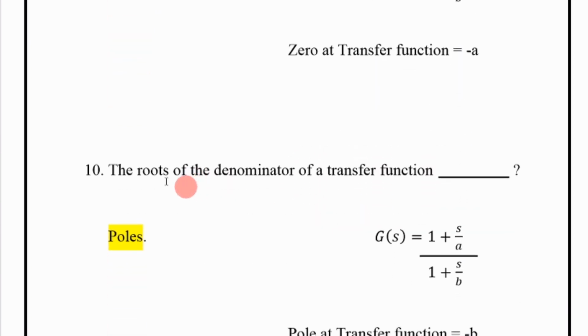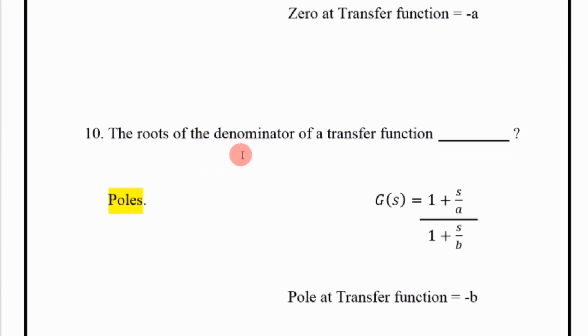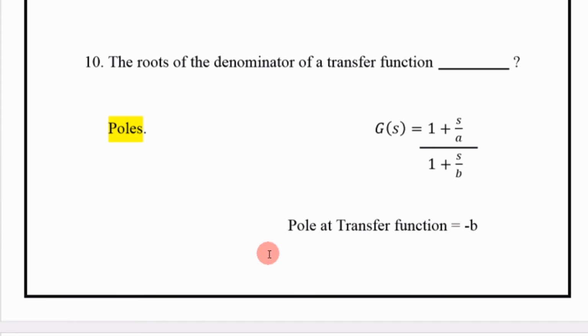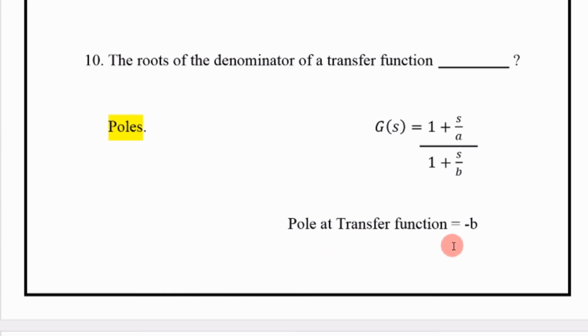Next, the roots of the denominator of a transfer function are the poles. Pole of the transfer function is equal to minus b.